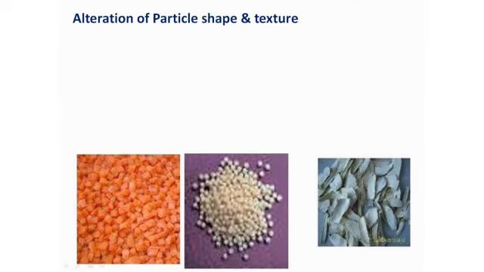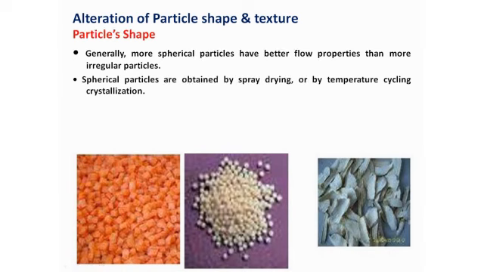So, in the alteration of the particle shape and texture, first of all, you see particle shape. Generally we all know that more spherical particles have better flow properties than more irregular particles. If the particle shape is spherical, it will have great flowability, right? And how are you going to obtain spherical particles in the formulation? You can obtain them by using either the spray drying technique or temperature cycling crystallization.